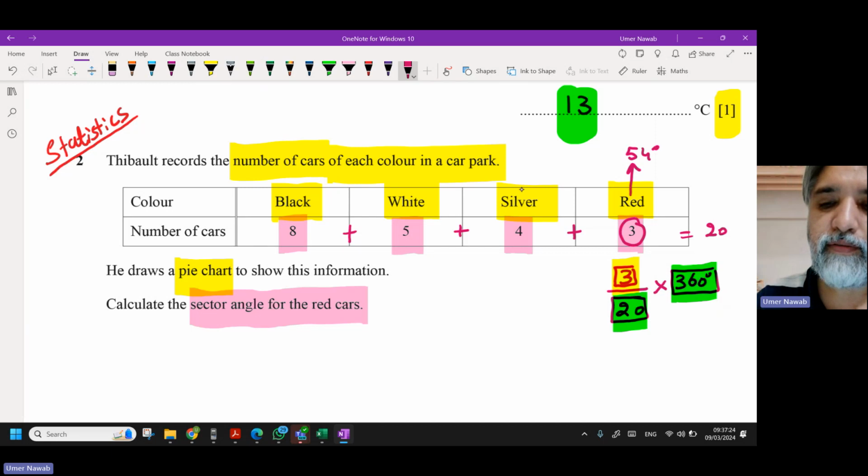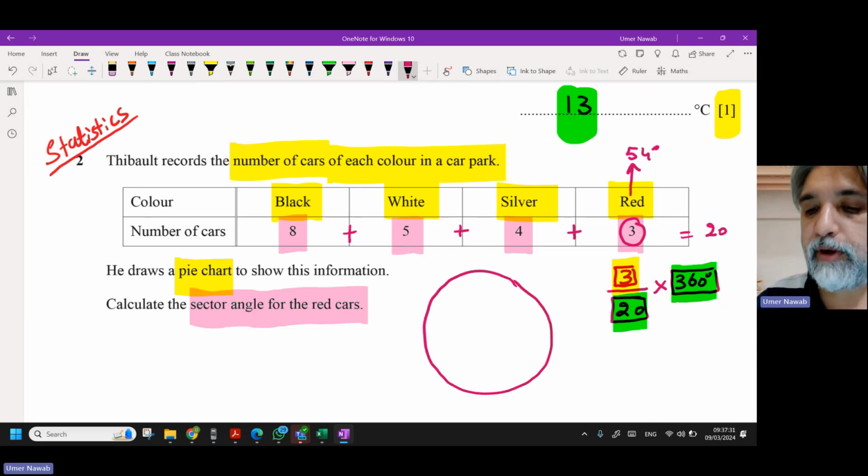In the same way, I can find the angles represented by silver, by white, and by black. So what I need to do, I just draw a circle. If the examiner asks you to draw the circle and make these different sectors, what do you need to do? You just draw a straight line, which is a radius, and then place your protractor here and check where the 54 is. So here it is 54, draw the line, and now this is your red. In the same way, you make the angle for silver: you place your protractor here, and suppose this becomes a little bit bigger than 54, you put this angle.